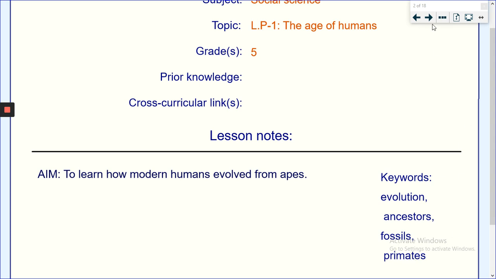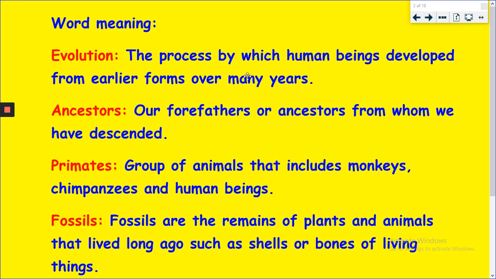Keep your notebook ready. Write down in your notebook the word meanings. Evolution means the process by which human beings develop from earlier forms over many years to modern humans. That is called evolution. Ancestors means our forefathers from whom we have descended, from the first generation to the next generation until now. Primates is a group of animals that includes monkeys, chimpanzees, and human beings.